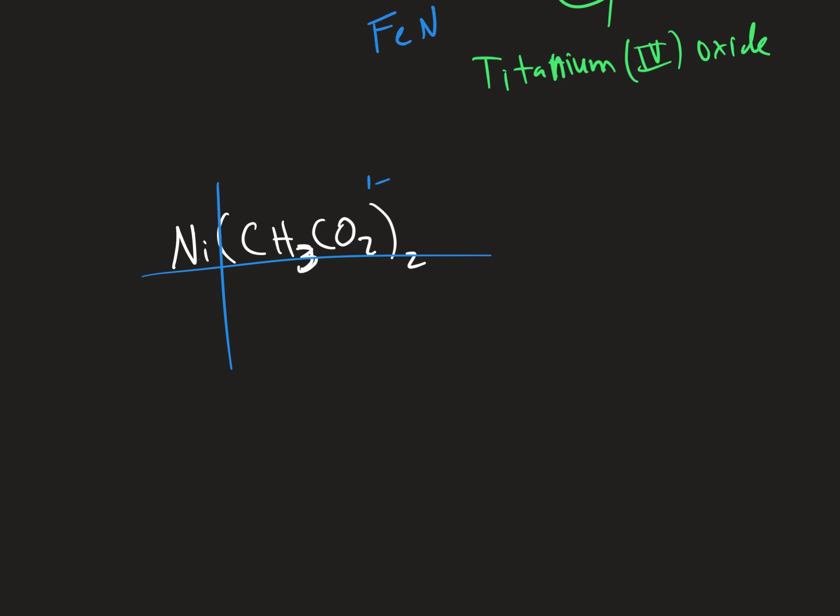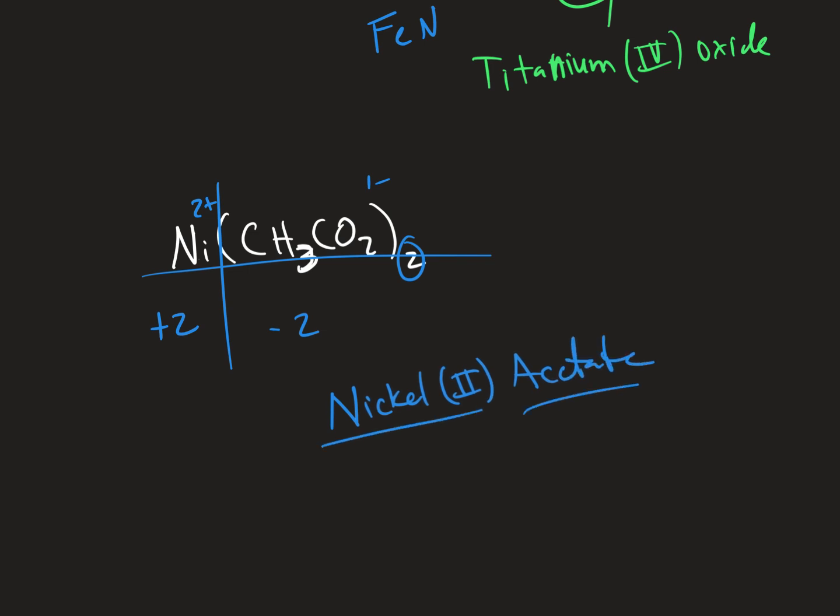How many acetates are there? 2 of them. So we have a total charge of what? -2, yeah. And so the other side has to be a total charge of +2. Good, we're getting this. And how many nickels are there? Just 1. So it takes the whole charge, right? So what's this called? Nickel, Roman numeral 2, acetate. That's the name of the cation, that's the name of the anion. Hook it together, we got it. Good? Questions?